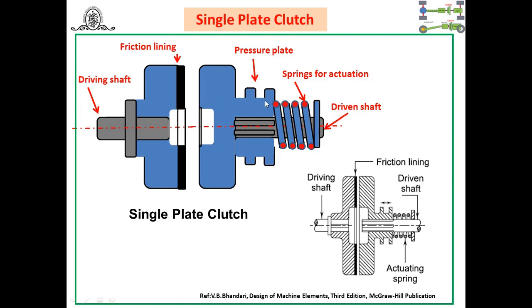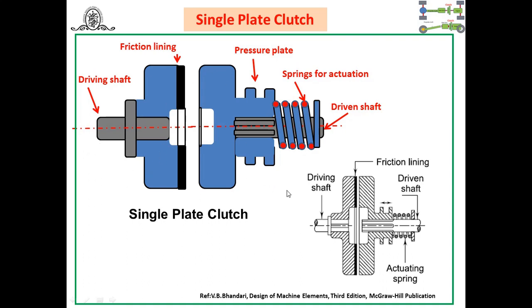And for that purpose, to have a proper engagement, springs are used for actuation. When we move towards the right, what would happen? These springs get compressed, and when we remove the force, they regain their original position, and the friction plates come in contact, or in general the driving shaft comes in contact with the driven shaft, and power or motion is transmitted from the driving to the driven shaft.